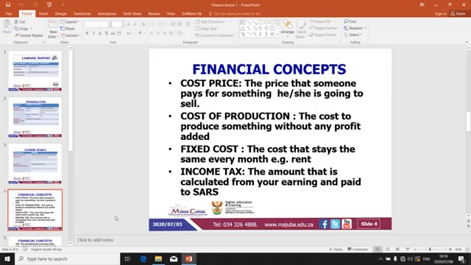When we talk about the cost price, we talk about the price that someone pays for something that he or she is going to sell. The second term is the cost of production. This is the cost to produce something without any profit added. Then we move to the fixed cost. What is meant by the concept fixed cost? This is the cost that stays the same every month.